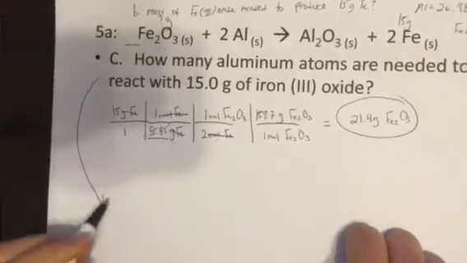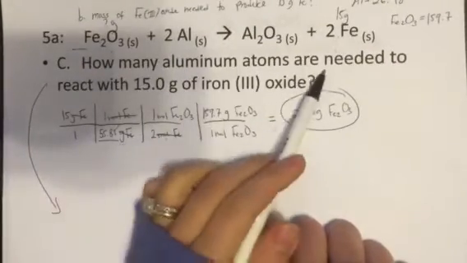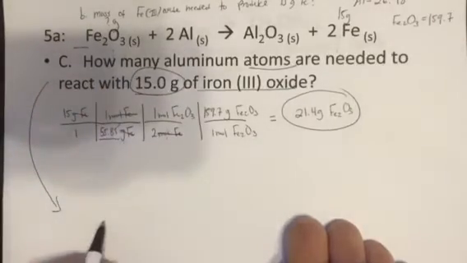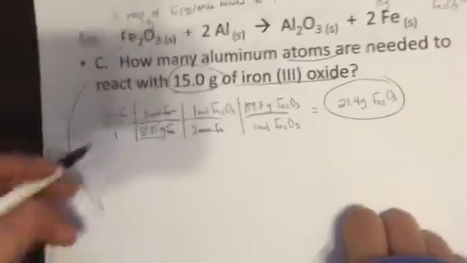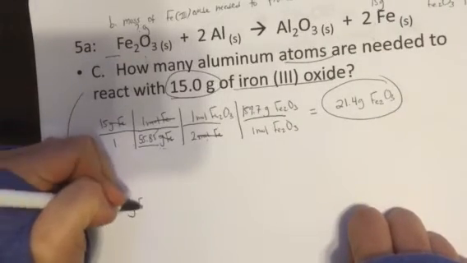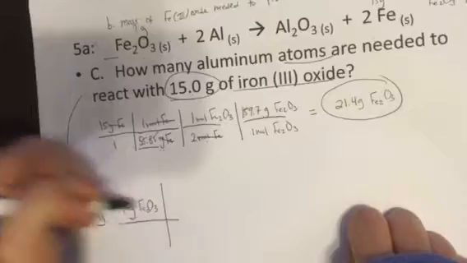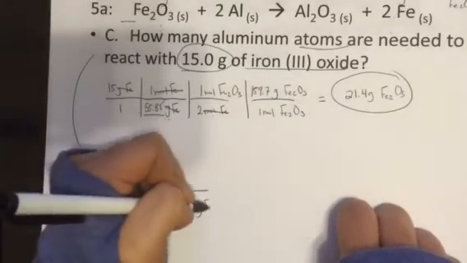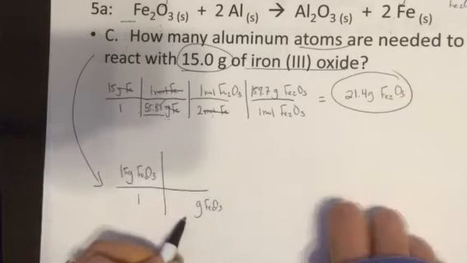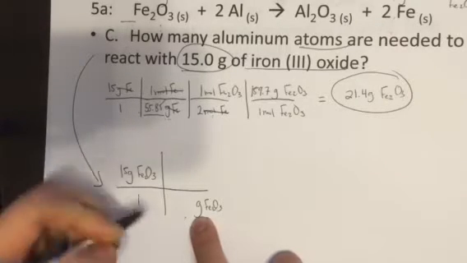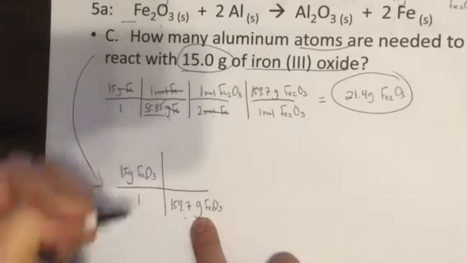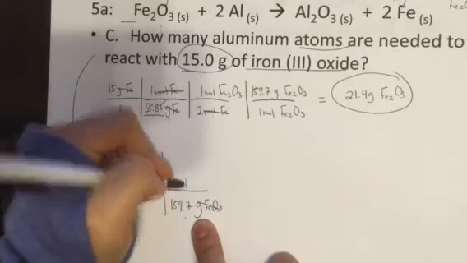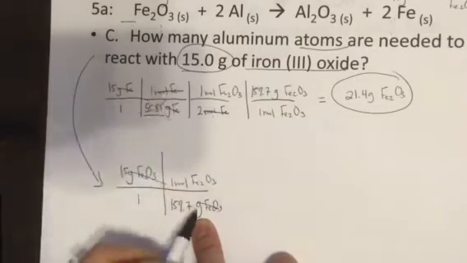Then C is asking you, then how many aluminum atoms are needed to react with that much of iron 3 oxide? So again, you start with what you know. 15 grams of iron oxide is what I know, okay? Then I have grams of iron oxide down here, right? So what goes here is the molecular weight, so it's 159.7. And then I say, okay, so that cancels, that cancels. I have 1 mole of iron 3 oxide here.